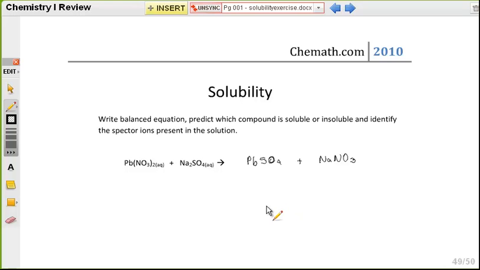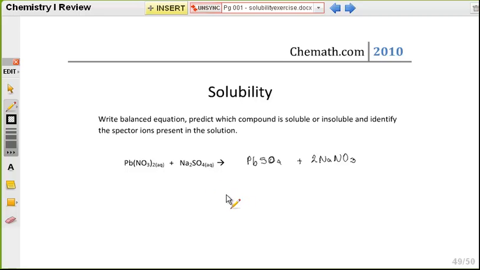Then we have to balance the equation. So we have lead and lead, we have sulfate, we have two sodiums, we have to make two sodiums here, and we have two nitrates, two nitrates, so my equation is balanced. If you don't know how to make these balanced equations, we have a lot of tutorials and other videos.